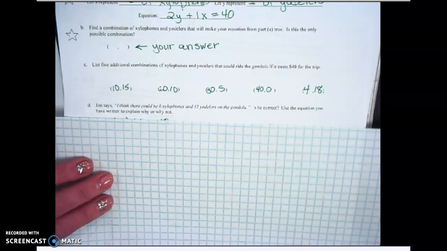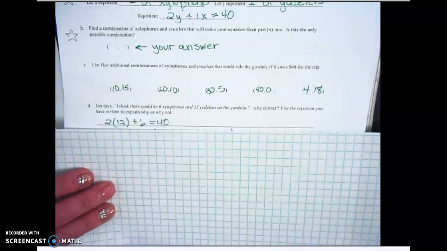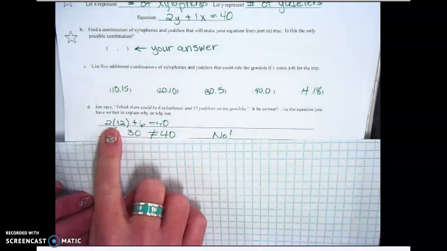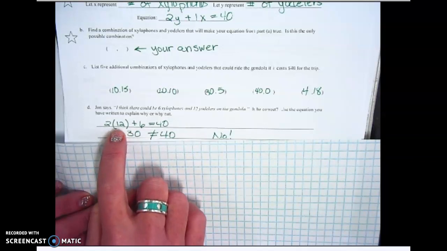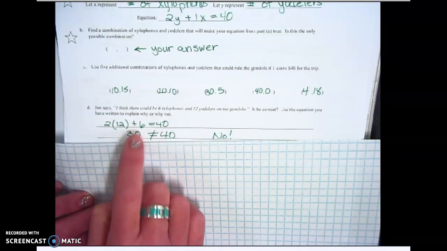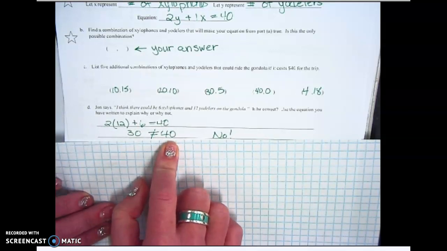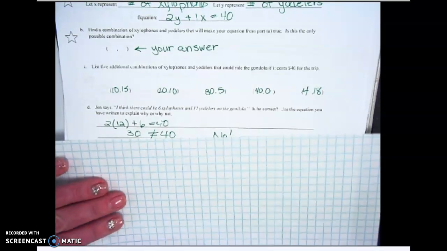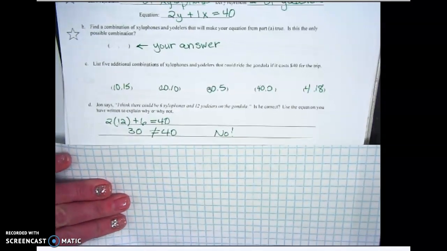Part D says, John says, I think there could be 6 xylophones and 12 yodelers on the gondola. Is he correct? Well, let's see what happens. If you go 2 times 12, you get 24, and then 24 plus 6 is 30. Does 30 equal 40? No, it does not. So he is not correct. That is not a possibility.